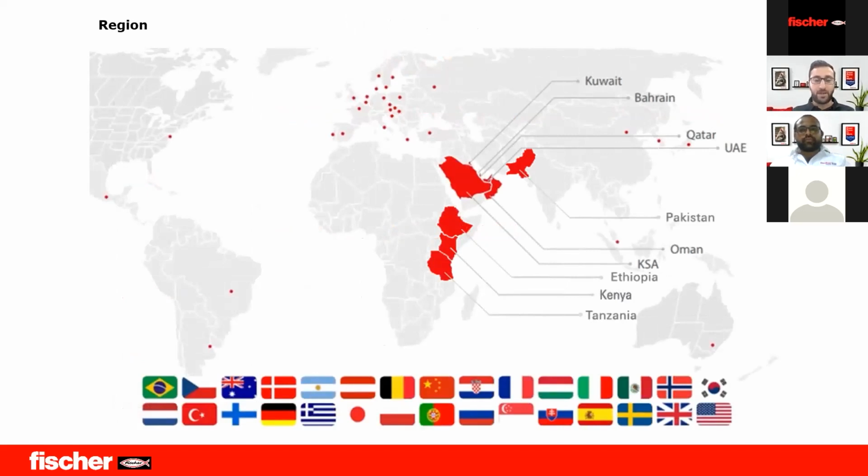So this is the distribution of our subsidiaries. One of these is Fischer Middle East. Fischer Middle East supports many countries: Kuwait, Bahrain, Qatar, UAE, Pakistan, Oman, Saudi Arabia, Ethiopia, Kenya, and Tanzania. So this is a small introduction about Fischer. Let's start the webinar. Dinesh, you have the stage.